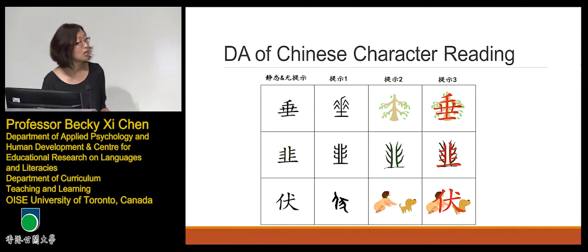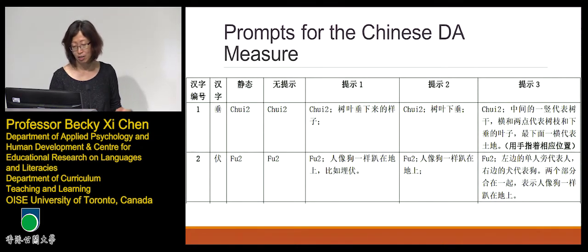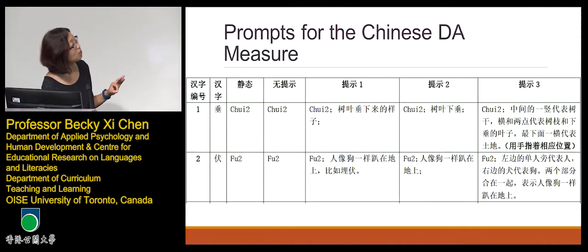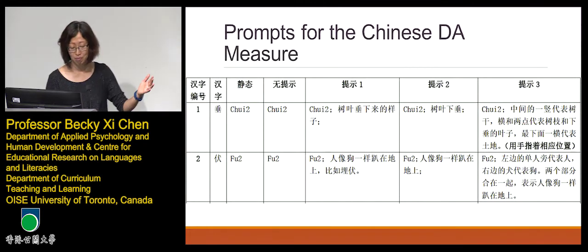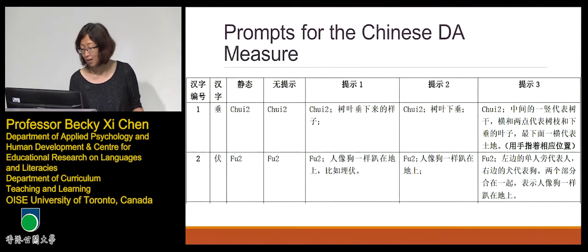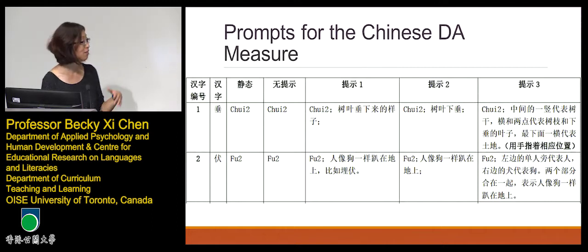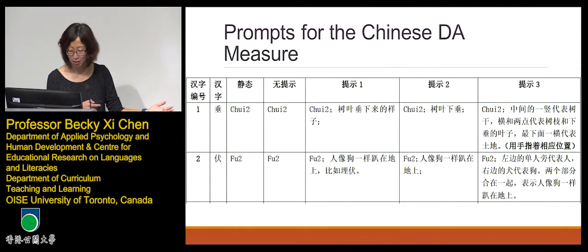Okay, if they don't know it, you show the traditional form, like the origin of the character. I'll actually go to the next slide so you can see more quickly. So the first step is when there's no prompt, they can say the word. If they can't do it, you can give them the first picture. You give them this picture, and then you say, look at this. 这个是树叶垂下来的样子，看看 to see whether they can know the word.